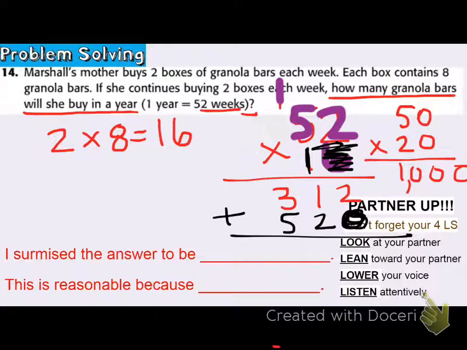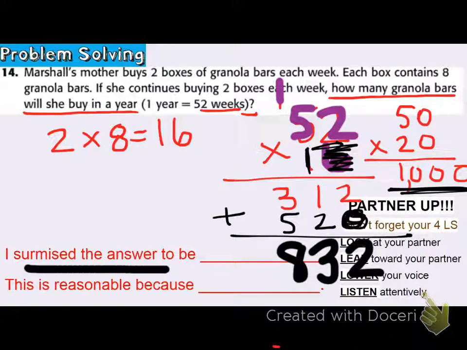So I can add these values together to see if I get something close to 1,000. Well, I know that 2 plus nothing is 2. 2 plus 1 is 3. 5 plus 3 is 8. So I surmise the answer is 832 granola bars a year. It's reasonable because it is close to the estimation I got.